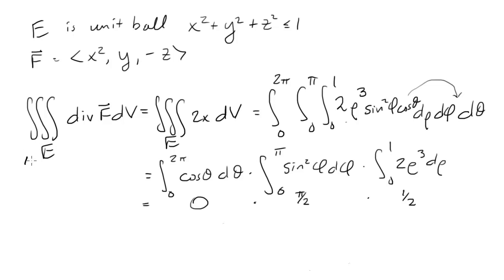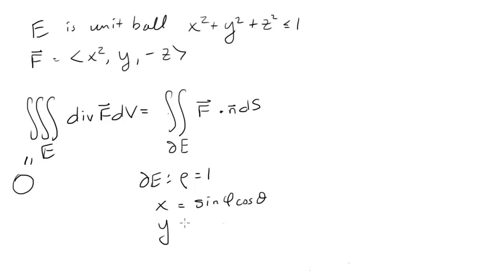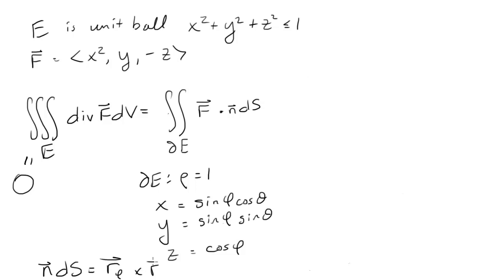The divergence theorem is this is the same as taking the outward flow across the boundary. The boundary of the sphere, rho equals 1. Plug that into my spherical coordinates. 2 parameters left, phi and theta, so that's a surface. n dS. Partial derivatives with respect to the parameters, d phi, d theta. And I got to make sure that this is the outer normal. It is.